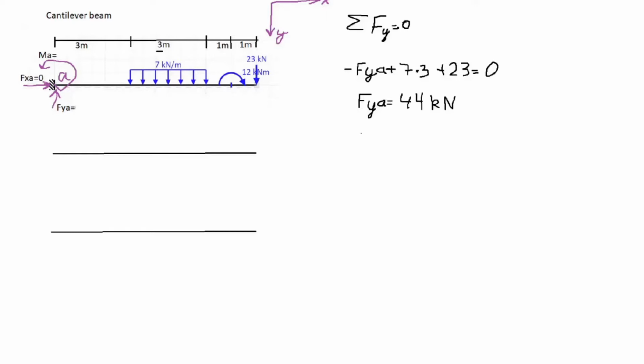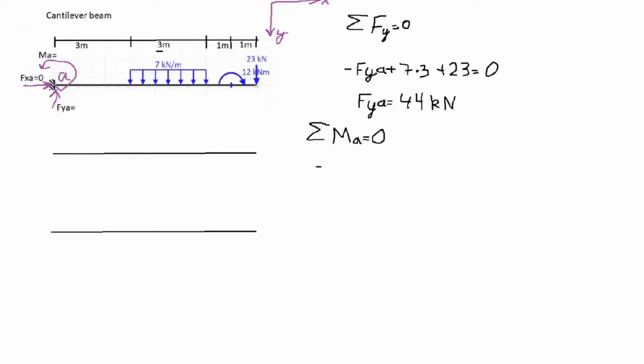Now let's use the sum of moments to calculate our unknown reaction moment. And the sum of moments again has to be equal to 0. And we'll find these moments relative to point A. And this has to be equal to 0. If the sum of moments were not to be equal to 0, then this beam would just rotate around, and we don't want that.